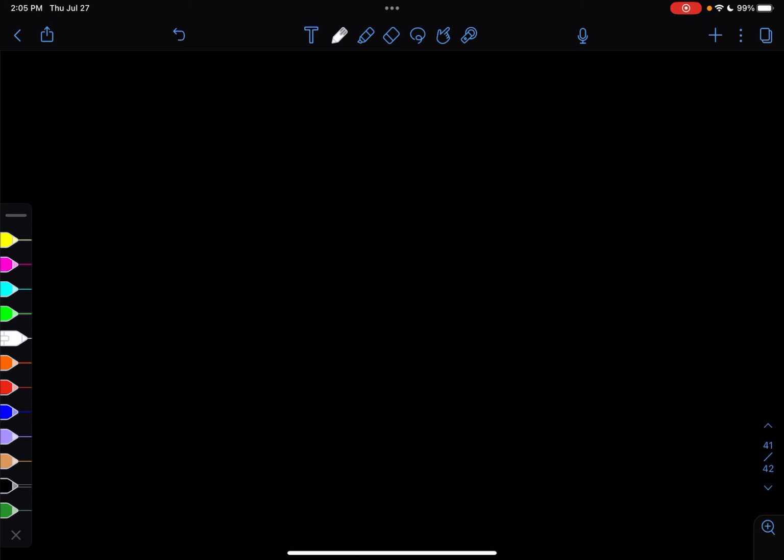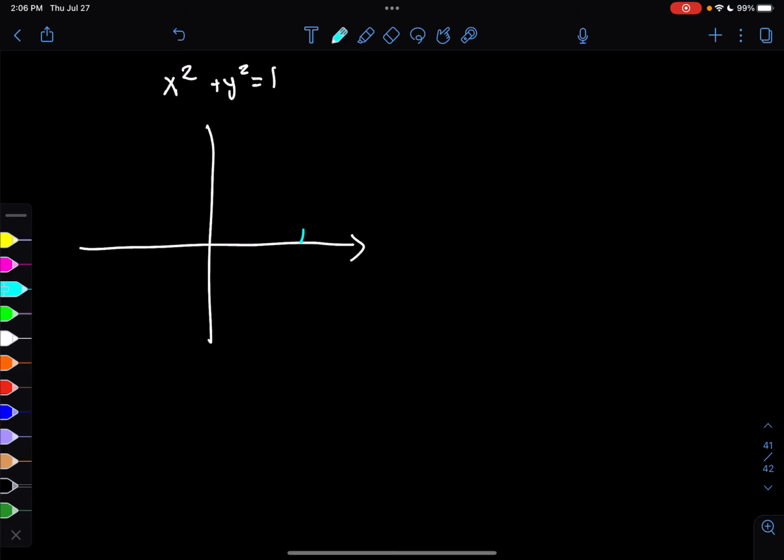So maybe if we consider the equation x squared plus y squared equals 1, which we know to be the unit circle. Okay, so let's put on the unit circle here. Now I could parameterize this in some way. For instance, if I say let's let x be equal to t, if I just choose x is equal to t, what does this do?